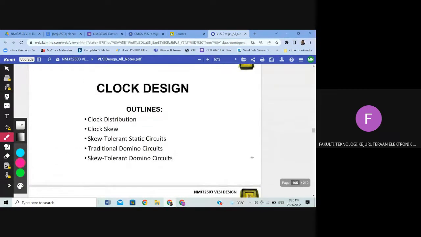So why is clock so important? So we have seen it. Clock is very, very important actually, because clock is used in a synchronous design, synchronous circuit or synchronous logic. So clock is actually being used as a reference signal to trigger the operation in a digital circuit. Okay, we need to have this clock.